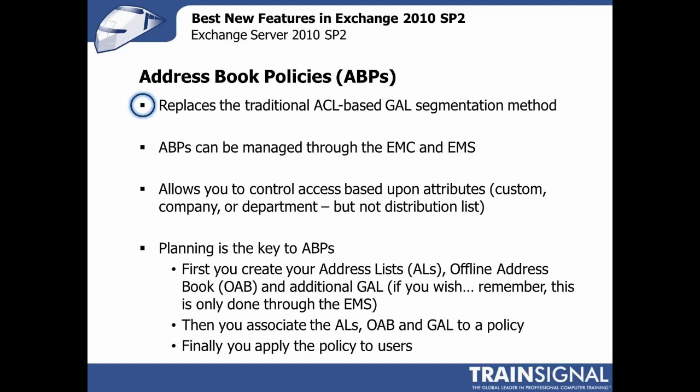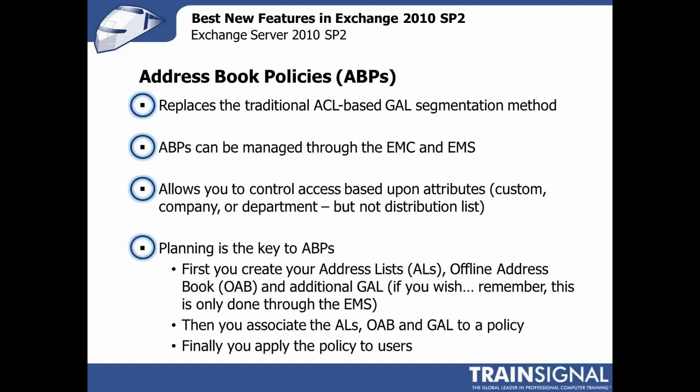And for those of you who have done this perhaps with other versions of Exchange, you would recall that there's actually a document for Exchange 2007 on segmentation of the global address list. Again, it's a whole paper with a variety of different steps, and it's a bit of a nightmare. So it's nice that you can do it this way. Address book policies can be managed through the Exchange Management Console and the Exchange Management Shell. It allows you to control access based upon attributes, which would be custom attributes perhaps, or company or department, but not distribution list. So you can't control access based upon that.